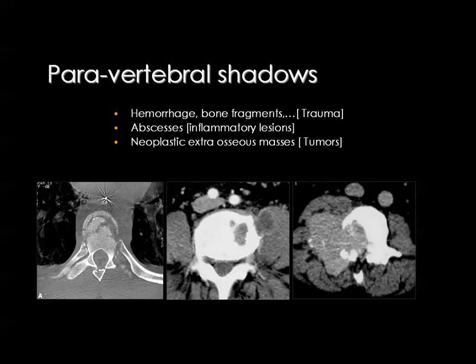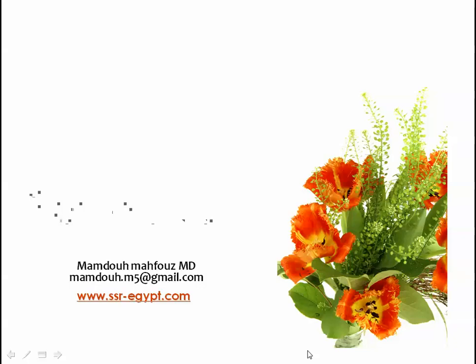Then finally, you remember we have to comment on the paravertebral shadows. In the degenerative diseases of the spine, paravertebral shadows are usually normal. But in cases of trauma, you will see some hemorrhage around the vertebra. In cases of infection, you may see abscesses in the psoas muscle, for example. In cases of tumors, you can appreciate that some of the tumors may extend outside the vertebral body into the paravertebral muscles.